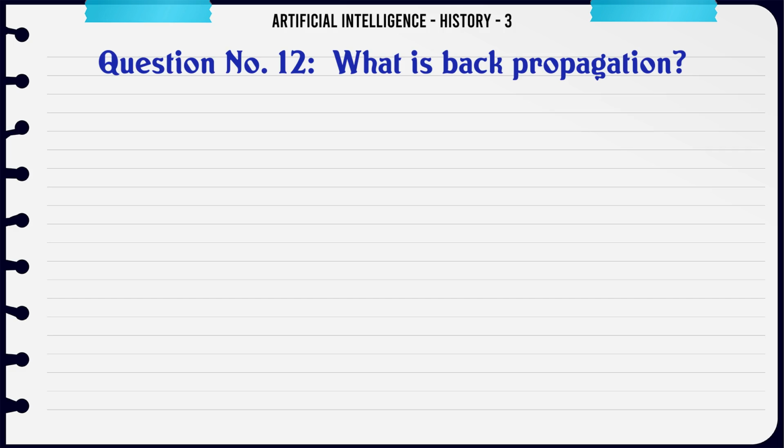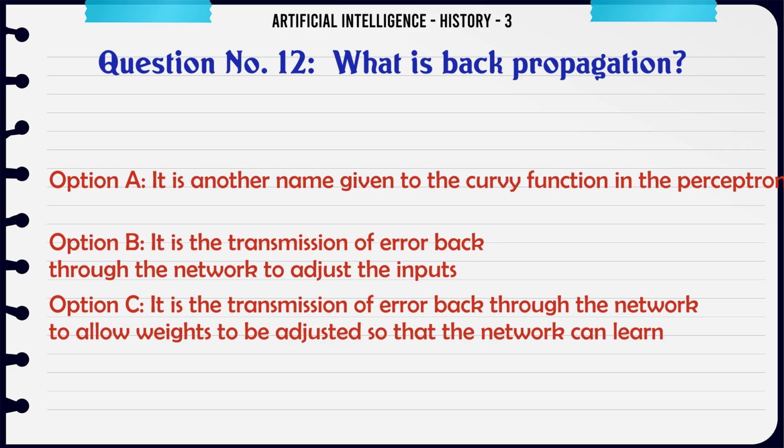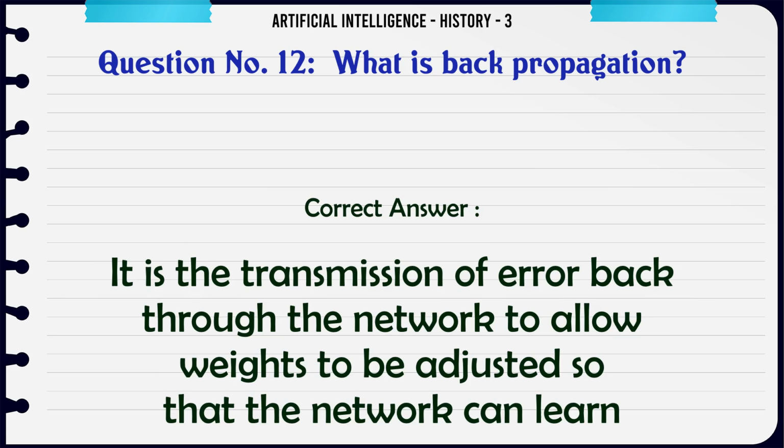What is back propagation? A. It is another name given to the curvy function in the perceptron. B. It is the transmission of error back through the network to adjust the inputs. C. It is the transmission of error back through the network to allow weights to be adjusted so that the network can learn. D. None of the mentioned. The correct answer is it is the transmission of error back through the network to allow weights to be adjusted so that the network can learn.